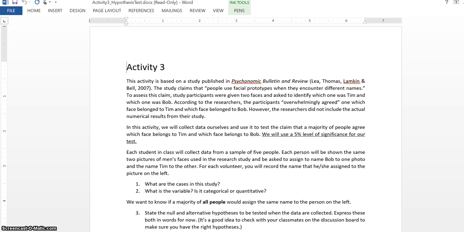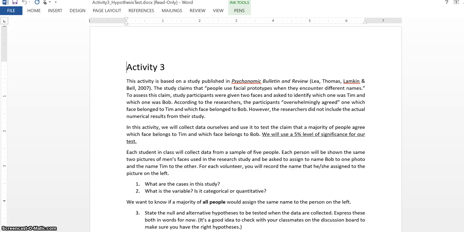To assess the claim, study participants were given two faces and asked to identify which one was Tim and which one was Bob. According to the researchers, the participants overwhelmingly agreed on which face belonged to Tim and which face belonged to Bob. However, the researchers did not include the actual marks and results from their study. So in this activity, we collected data ourselves to test the claim that a majority of people agree with which face belongs to Tim and which face belongs to Bob. We are going to use a 5% level of significance for our hypothesis test.